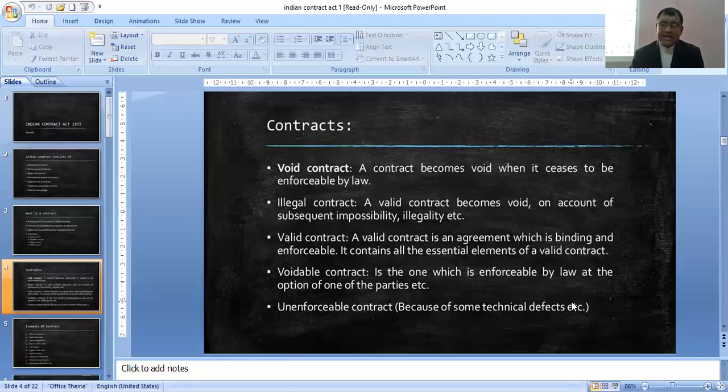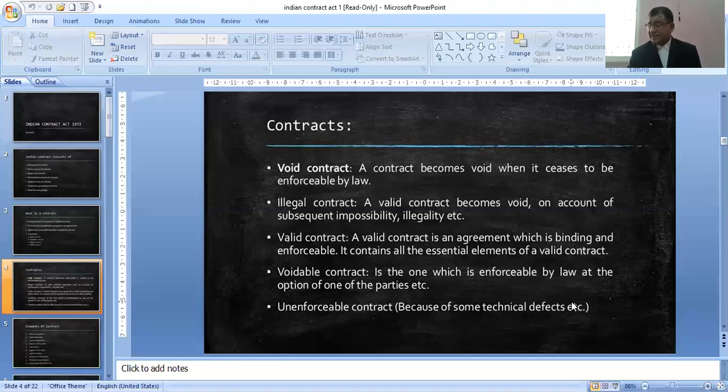Then what do you mean by a valid contract? A valid contract is an agreement which is binding and enforceable. It contains all the essential elements of a valid contract. I told you last time there are around 9 essential elements. What are they? One, there must be 2 or more persons. Second, there should be an offer and acceptance. Third, intention to create legal relationship. Fourth is free consent. Fifth is possibility of performance.